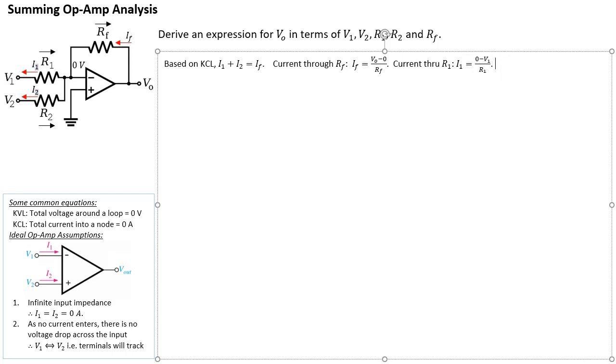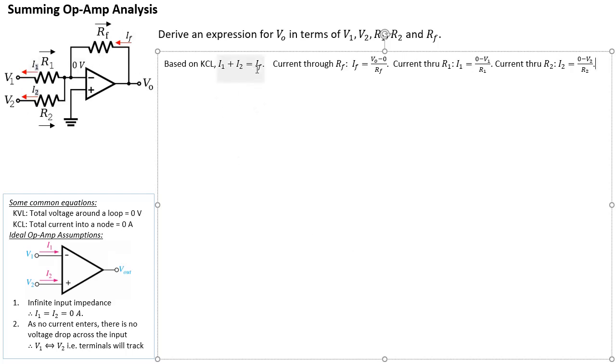And similarly, the current through R2, we call it I2, is similarly 0 minus V2, all divided by R2. All right. So those are the expressions, the equations that we have based on KCL and Ohm's law, for all the things that we've labeled.